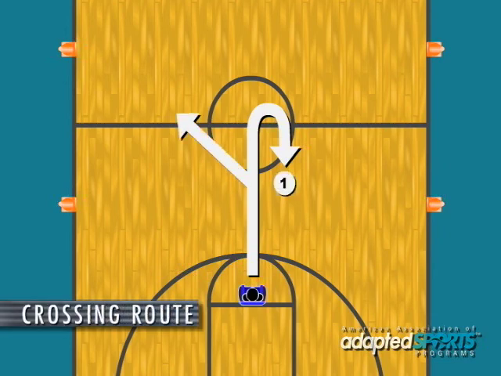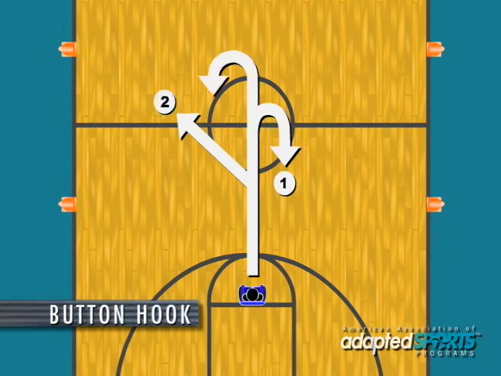The crossing route sends more than one receiver into the pass pattern. To create confusion with the defenders, the wideouts will converge on a single point, literally cross paths, and continue. The button hook is similar to the comeback route with one slight difference. Where the comeback involves a pronounced effort to close the distance between receiver and QB, the button hook is a quick turnaround to shield the ball from the defensive back.